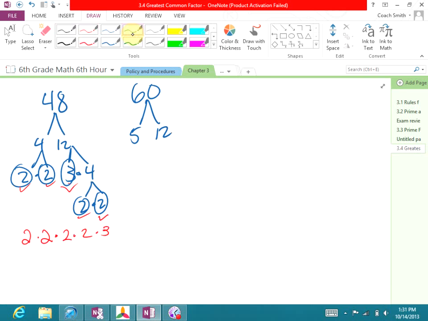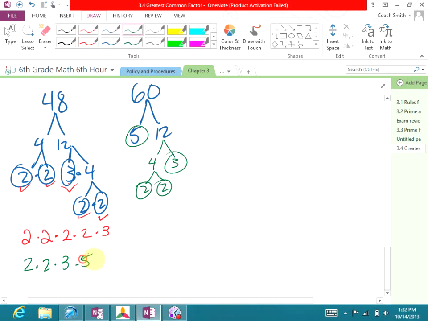Now, back over to 60. 5 is prime, so I can circle it. 12 is 4 times 3. I can circle the 3. 4 is 2 times 2. I can circle the 2. So the prime factorization of that number is 2 times 2 times 3 times 5.